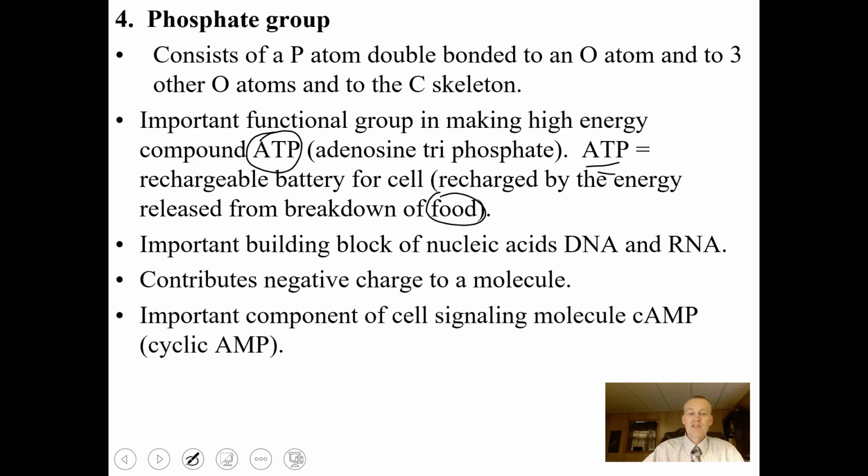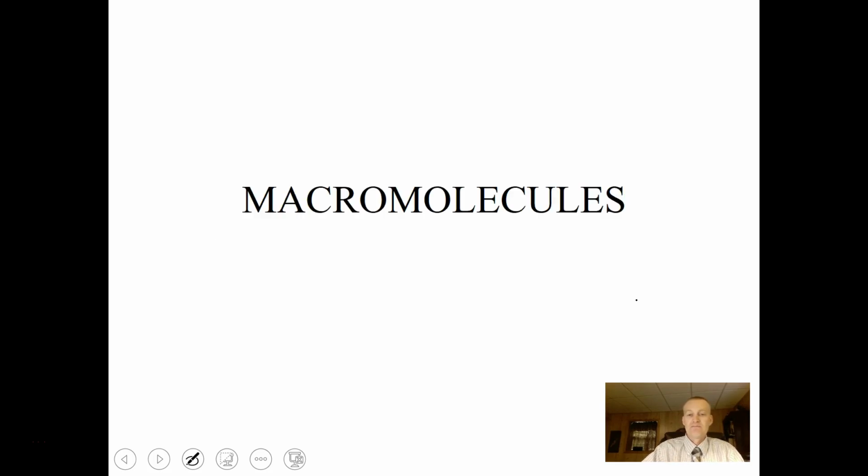And it's an important component of the cell signaling molecule called cyclic AMP. This is a chemical that we use to signal when some cellular events should occur. And this is what it looks like. Okay, so from those functional groups and from those carbon skeletons, we can build larger materials called macromolecules.